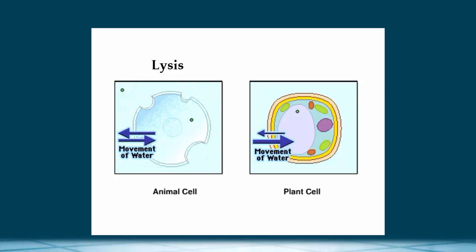Many single-celled protists living in freshwater environments have contractile vacuoles that pump water back out of the cell in order to maintain osmotic equilibrium and avoid lysis.